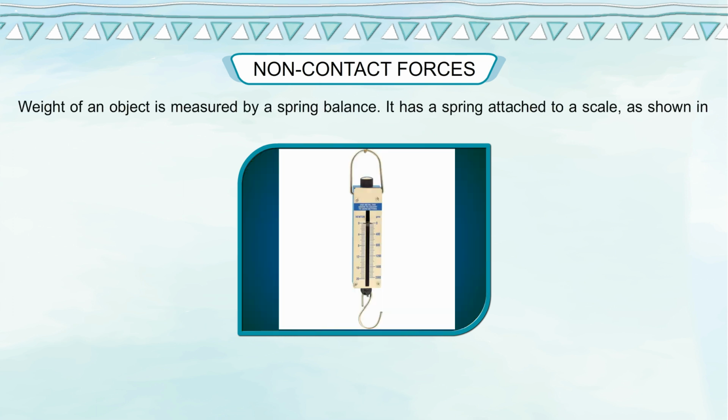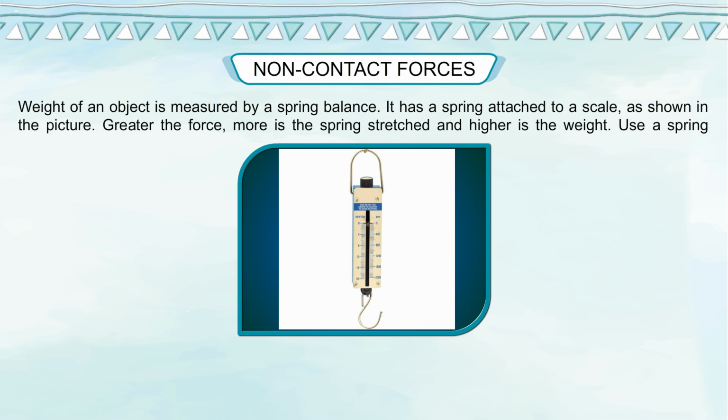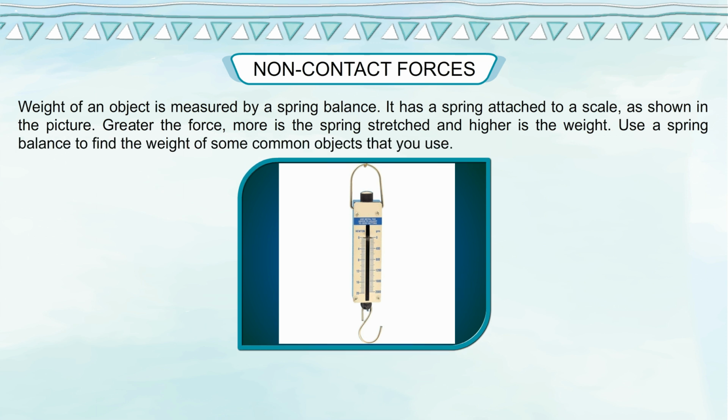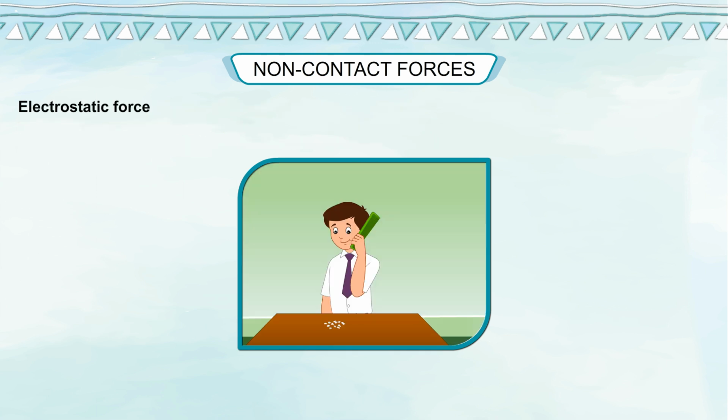Weight of an object is measured by a spring balance. It has a spring attached to a scale as shown in the picture. Greater the force, more is the spring stretched and higher is the weight. Use a spring balance to find the weight of some common objects that you use.